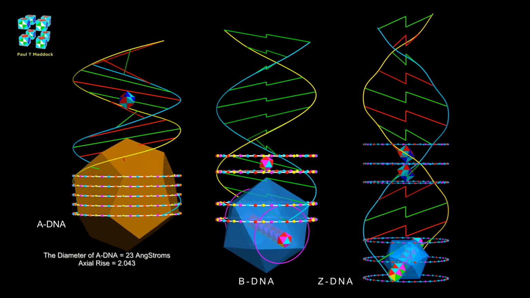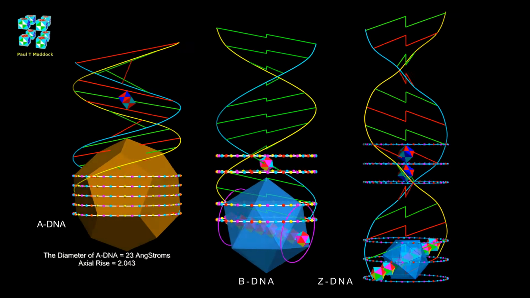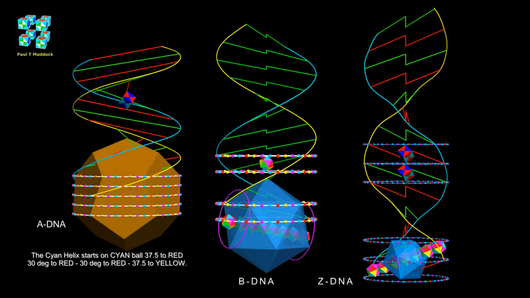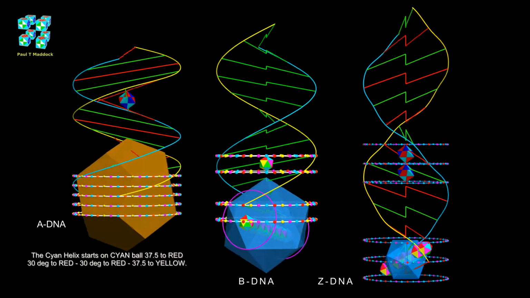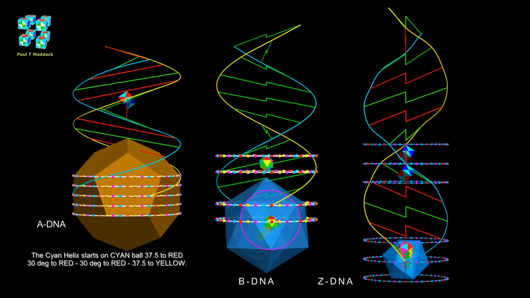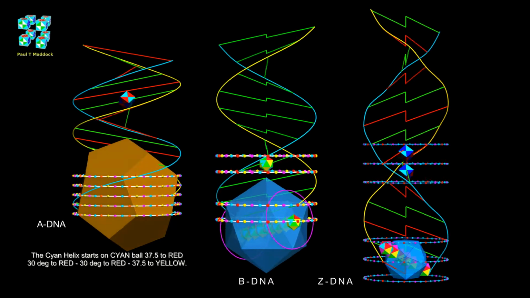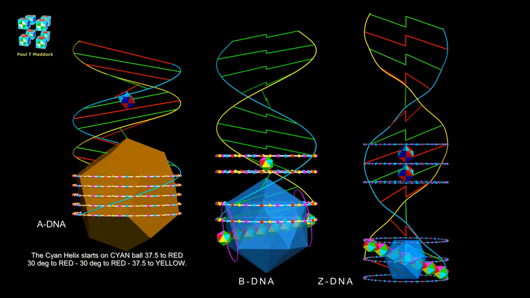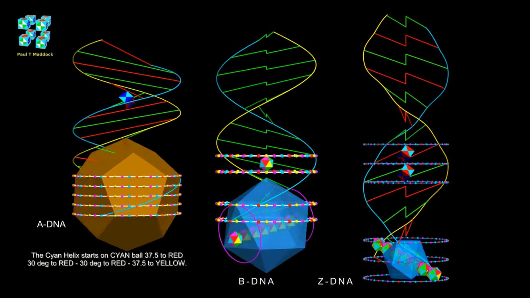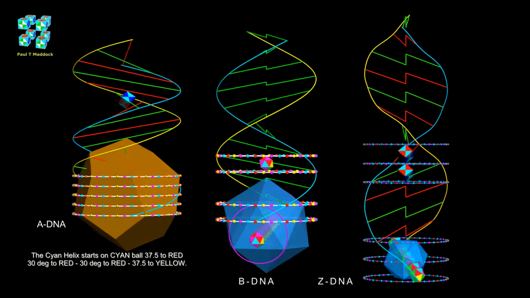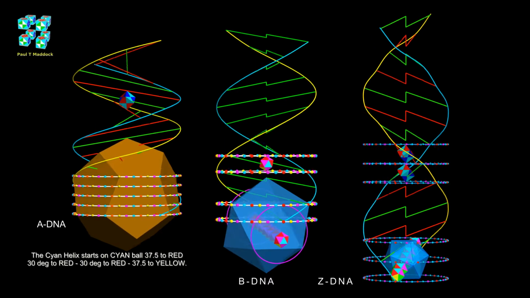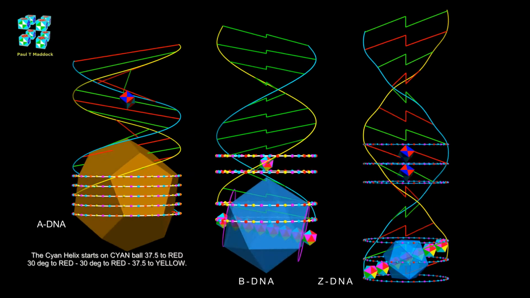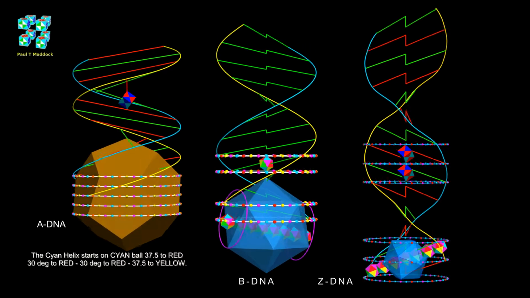Now if you look at the very start of the cyan helix, you can see that it starts with the cyan ball and then it goes to a red ball. This is 37.5 degrees. Now the red ball goes to a red ball and that's 30 degrees. Now this goes to another red ball and that's another 30 degrees. Now we end up with the red ball going to a yellow ball and that's another 37.5 degrees.